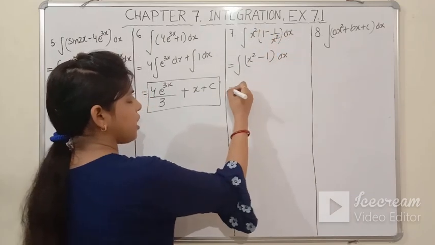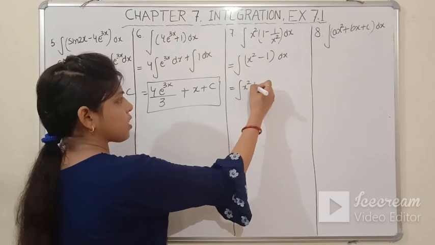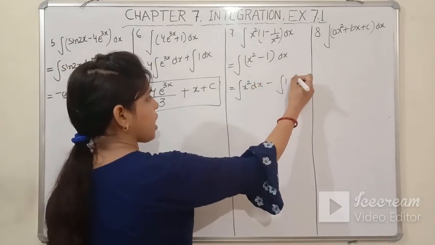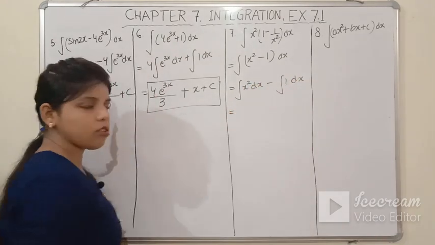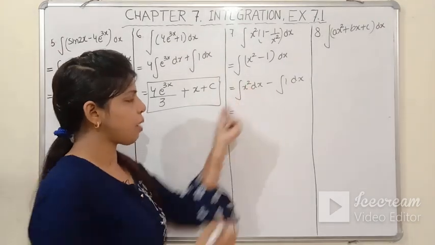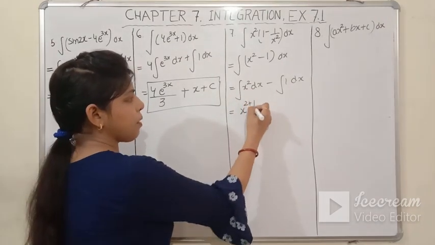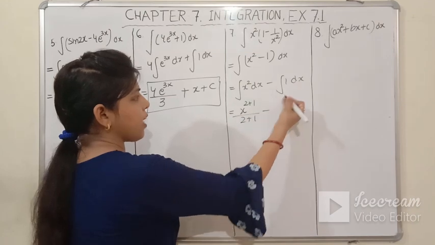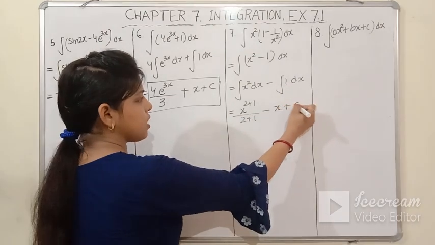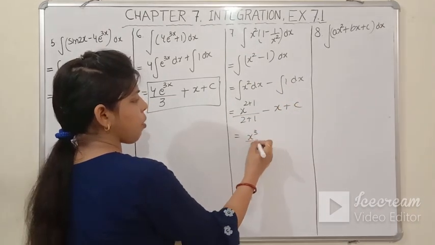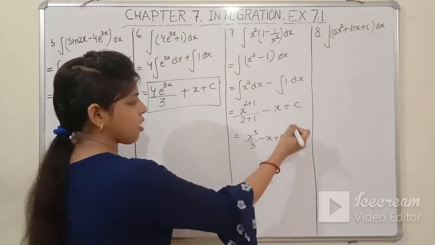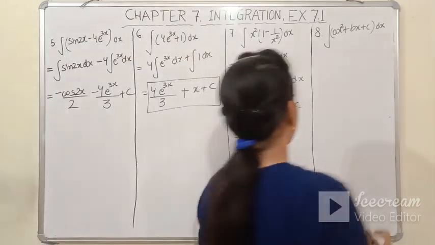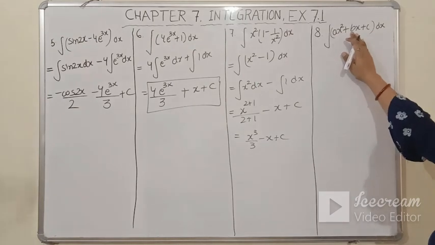Now splitting the integration over both the terms. So it will be integration of x square dx minus integration of 1 dx. Now using the formula of integration of x raised to power n, that will be equal to x raised to power n plus 1 upon n plus 1, minus the integration of 1, which is x plus c. So answer is x cube upon 3 minus x plus c. This is our answer. Moving on to the next, 8th question, that is ax square plus bx plus c.